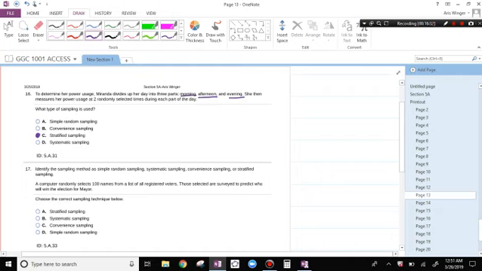Identify the sampling method: a simple random sampling, systematic sampling, convenient sampling, or stratified sampling. A computer randomly selects 100 names from a list of all voters. Those selected are surveyed to predict who will win the election of the mayor. Just select 100 names. That's just simple random sampling.